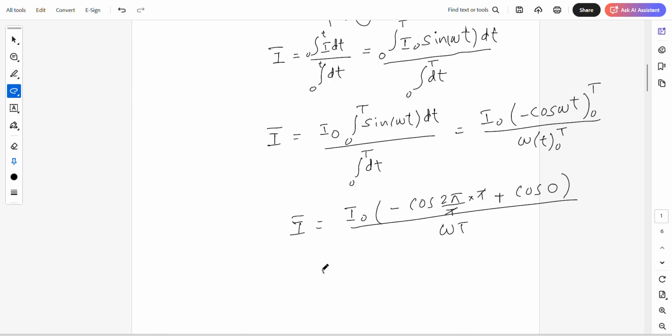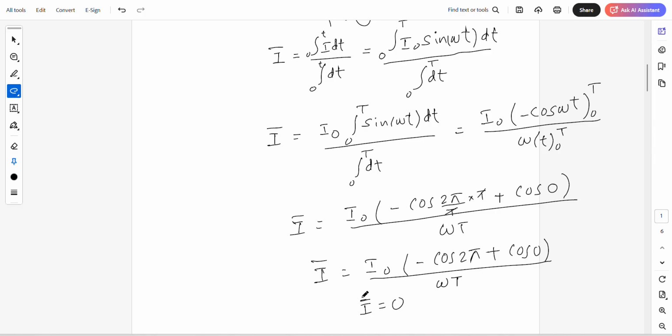I can write this as I average is equal to I naught into minus cos of 2 pi plus cos of 0, divided by omega T. What is its value? Its value is 1. 1 minus 1 is 0. Therefore, I average is equal to 0 for one full cycle.